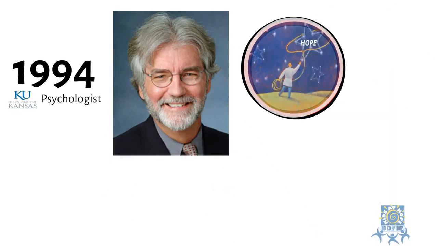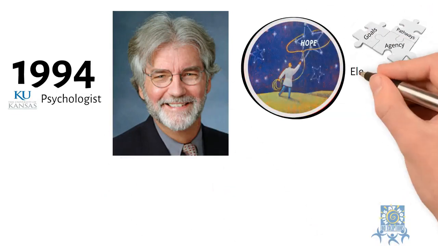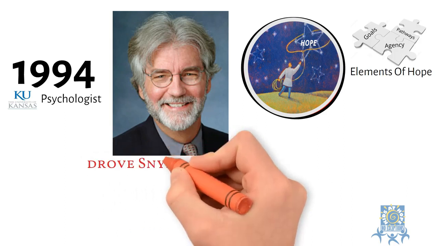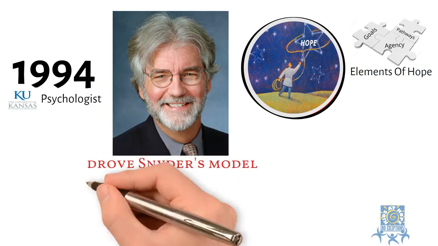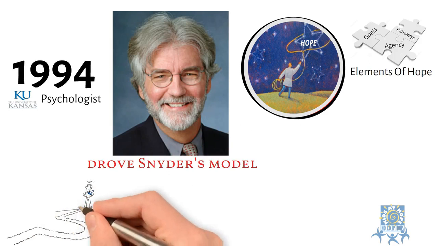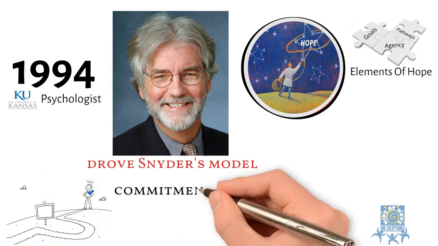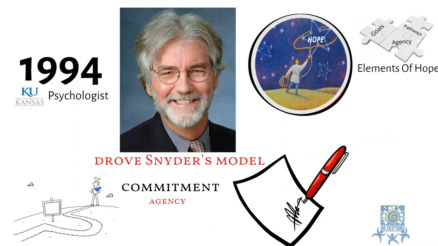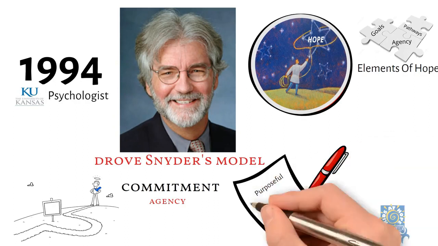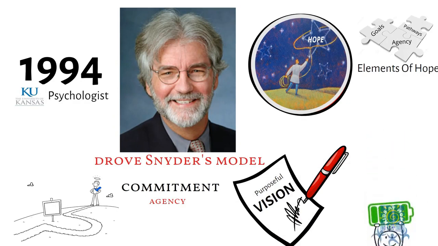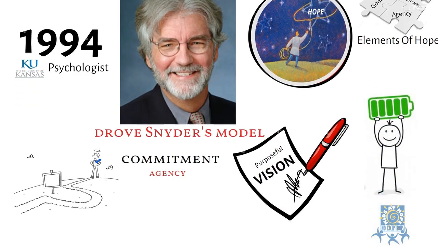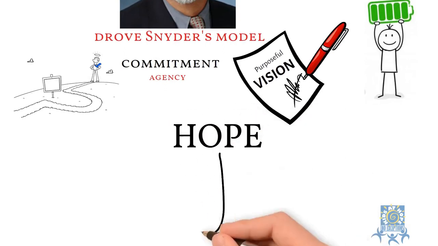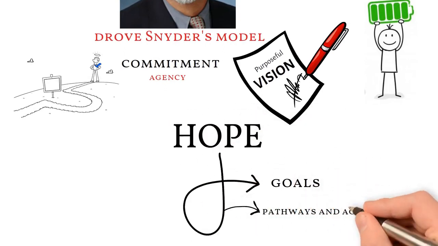Beginning in 1994, University of Kansas psychologist Rick Snyder seized the hope construct and introduced a solid understanding about the elements of hope. What drove Snyder's model was that activating hope required a commitment toward goal achievement. He called that commitment agency. Additionally, Snyder further illuminated the hope construct by noting the importance of having a purposeful vision that directed a person's energy. He called those pathways. Snyder then defined hope by goals, pathways, and agency.